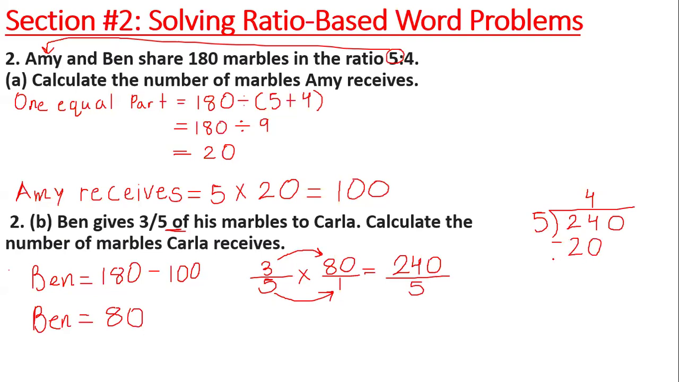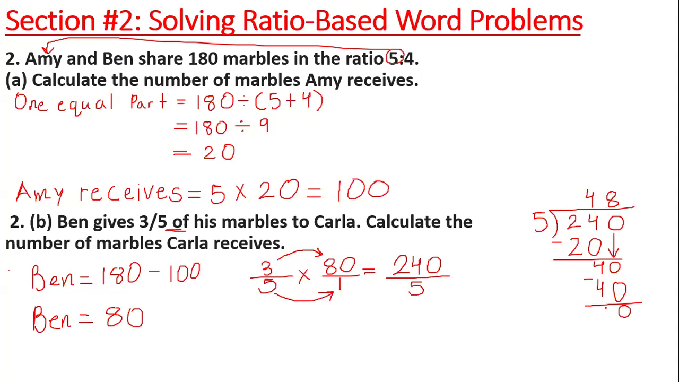24 minus 20. Put the 4 down. Here to 0. Bring down the 0. How many times does 5 go into 40? 8 times. 5 times 8 is 40.